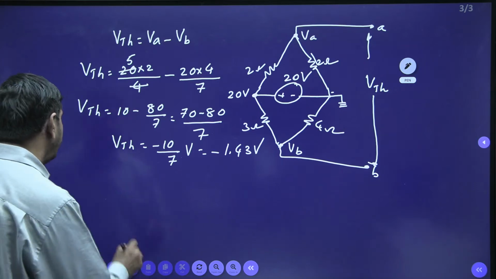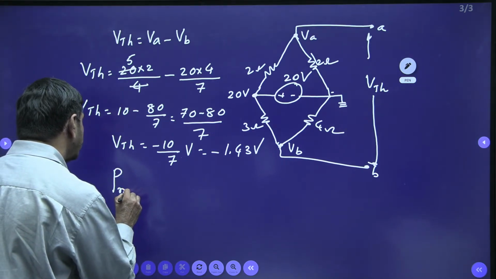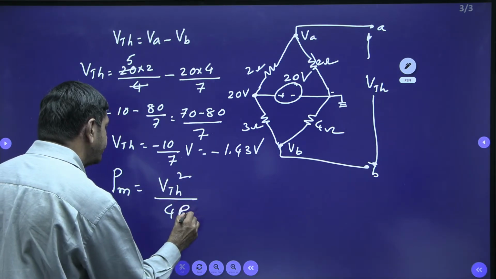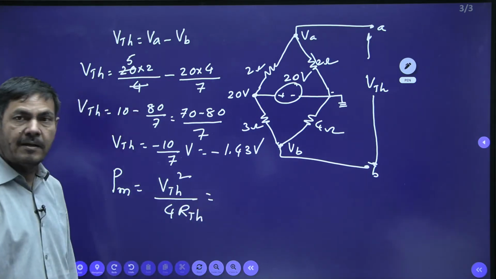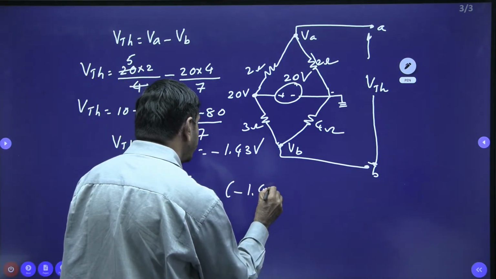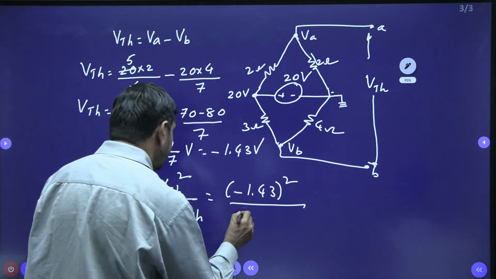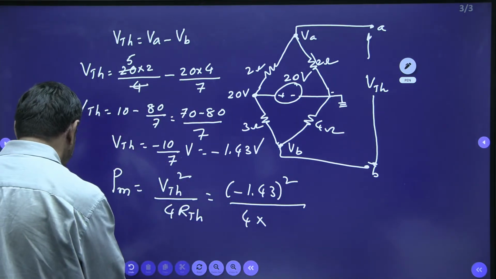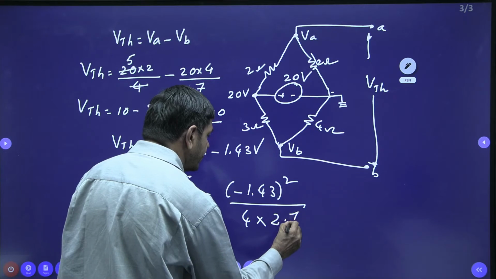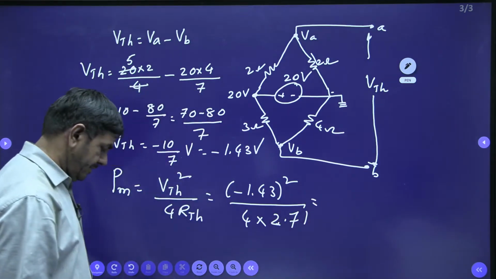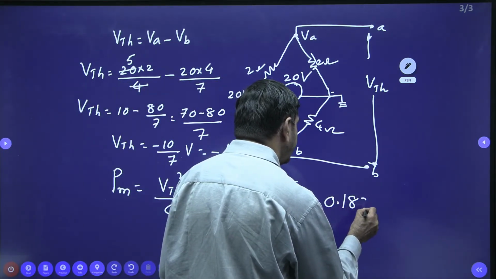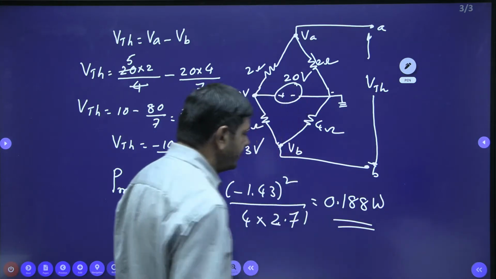Now you can determine the maximum power transfer to the load. I already gave the formula: VTH square by 4 RTH. The same formula I use here. VTH is minus 1.43, whole square, divided by 4 into RTH, and RTH is 2.71. Using a calculator, finally I am getting 0.188 watts.